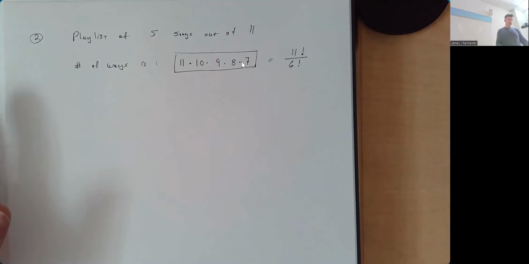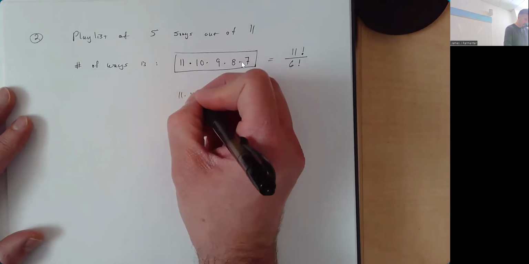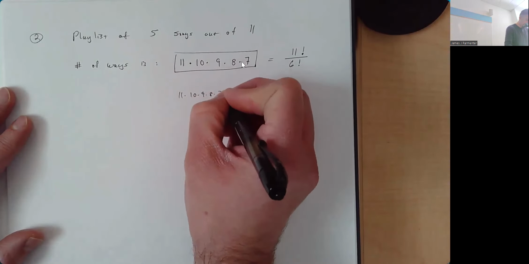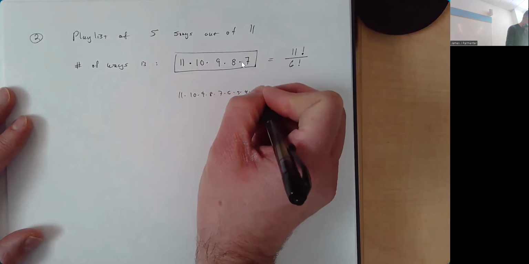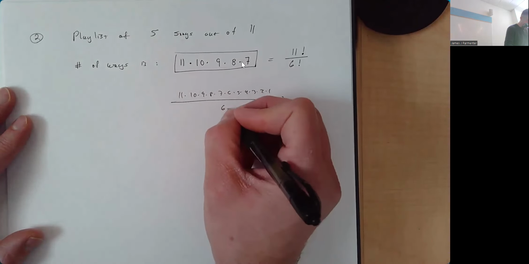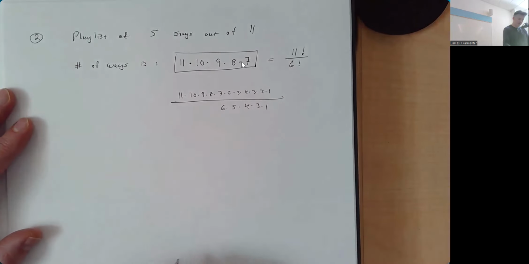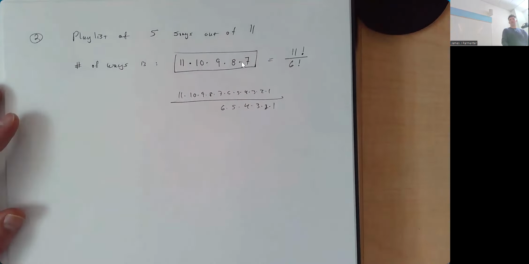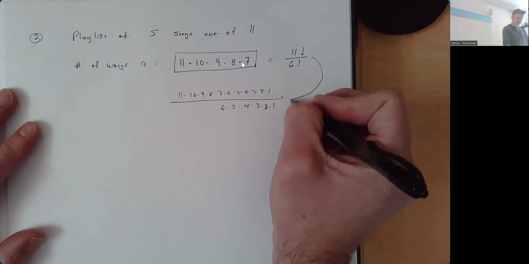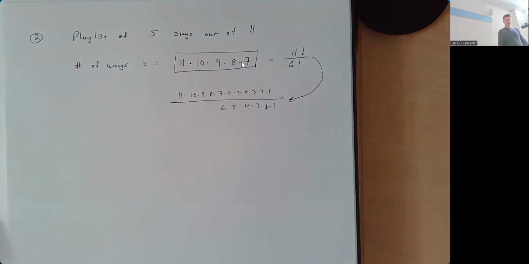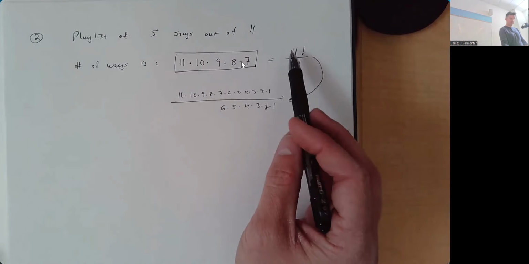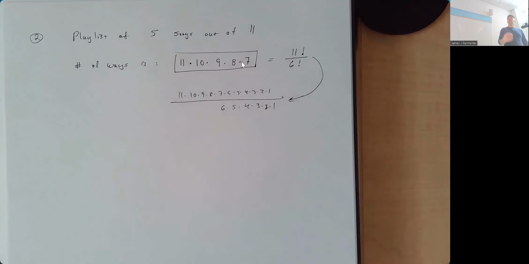Because I want everything from 11 times 10 times 9 times 8 times 7 times 6 times 5 times 4 times 3 times 2 times 1. But then I don't want all of the stuff under 7, meaning the 6 and below. So that's why you can write it this way instead. But I feel like it's more work to think about how to write it this way than just to write it that way. Your choice.